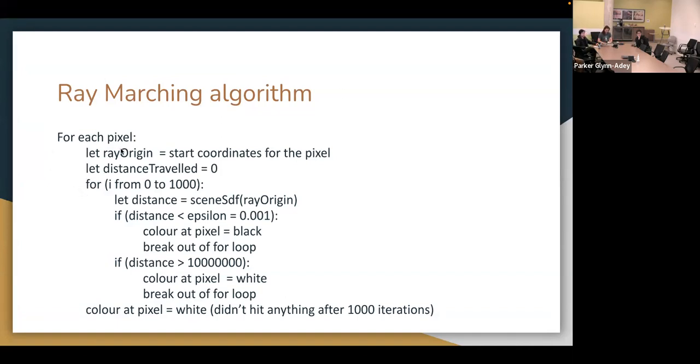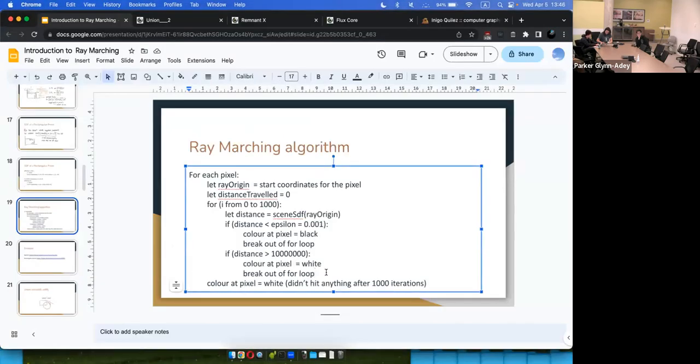So for each pixel, this is usually handled by a GPU. In our code, we only have from this part to this part. I think I forgot one step from here. Right.